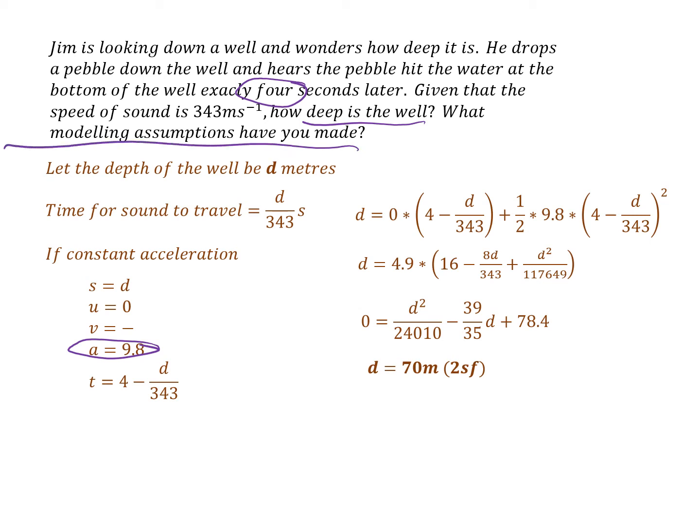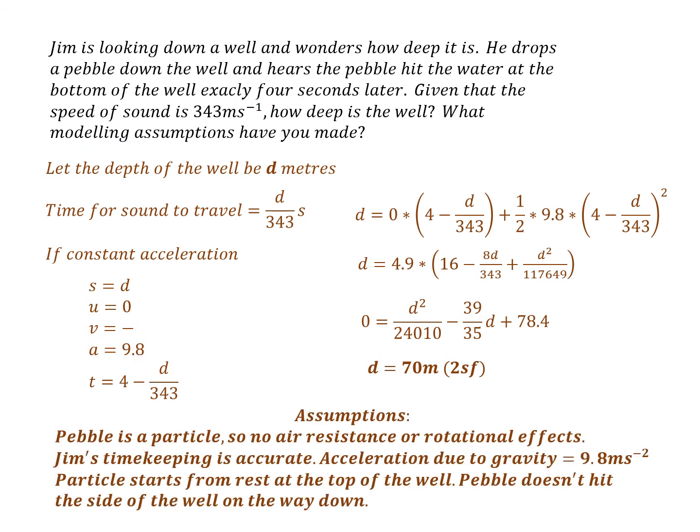What modelling assumptions have we made? Well, we've made a number. We've made an assumption that we can use constant acceleration. We've made an assumption about the initial velocity, and we've made an assumption about the acceleration. So writing those and 1 or 2 others down as well. So we're assuming that the pebble is a particle, which means we don't have to include air resistance or rotational effects. We're assuming that the 4 seconds is accurate and that acceleration due to gravity is 9.8. It might be exactly that, or it might be slightly different.